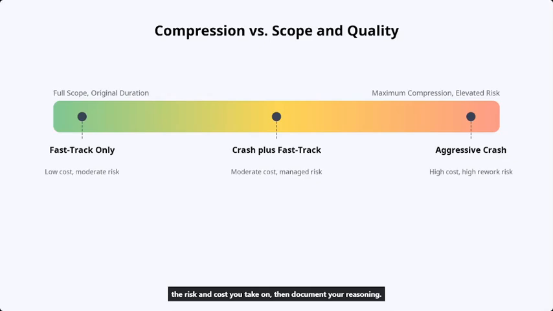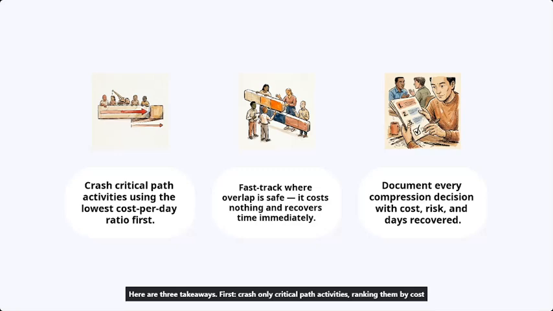Here are 3 takeaways. First, crash only critical path activities, ranking them by cost per day saved. Second, fast track first because it's free, but only where overlap is safe. Third, document every decision with enough detail to defend it. These habits make your compressed schedules credible, defensible, and professionally sound.